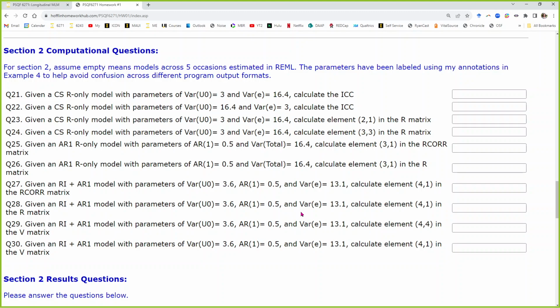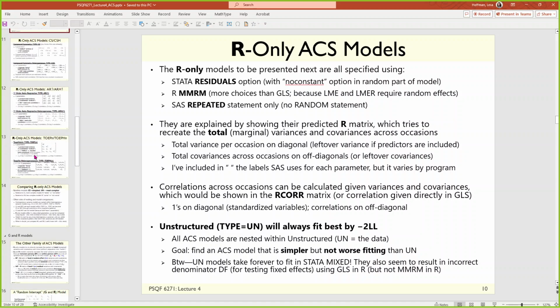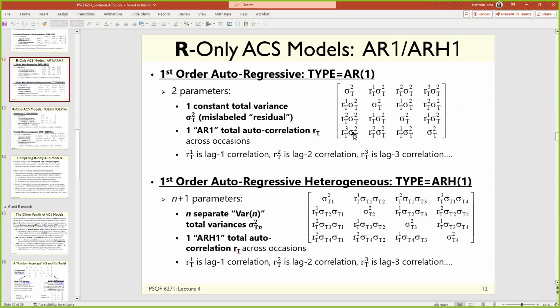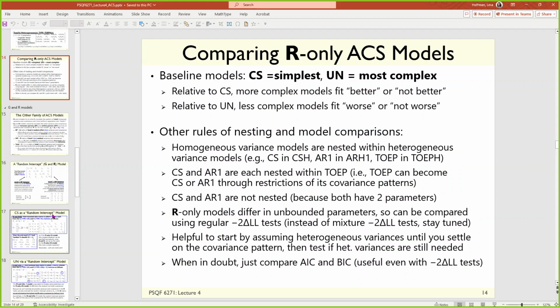Okay. Now this section will be a little trickier. I'm asking you to compute various cells in R, R-core, V, or do I have V-core? Yeah, just V matrices. V we're talking about today. That's a new one, new letter for our list here. So I would refer you to the slides in lecture 4 where these models are presented. For instance, this is how you build an R matrix for an autoregressive model. You might need to build a Toeplitz matrix. I'm not sure if I had one of those.